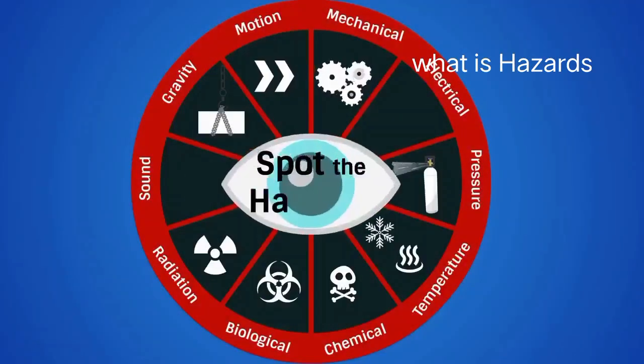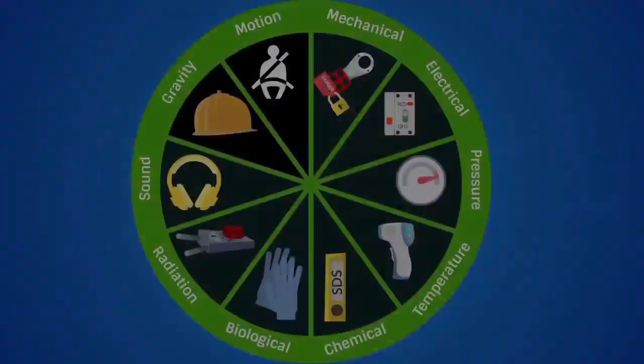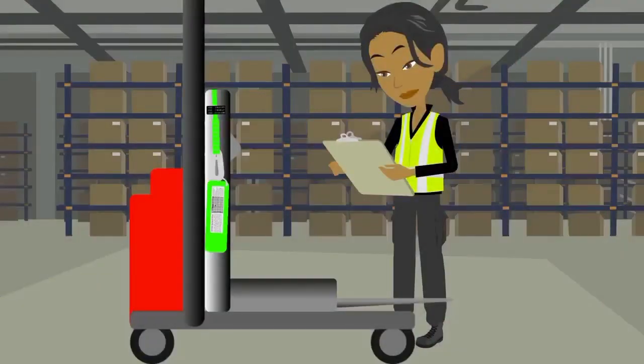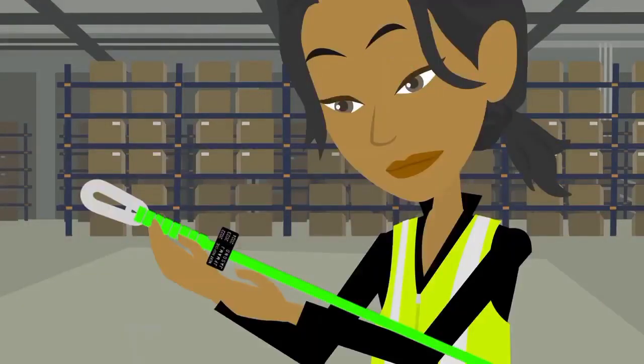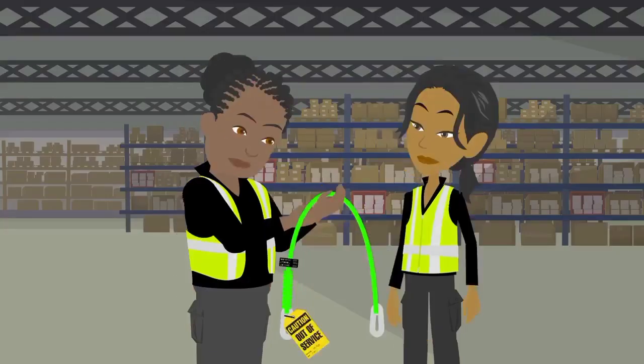Therefore, our first job is to spot the hazards and put in the controls. Once identified, the hazards must be rectified as soon as possible and reported to your supervisor. If the hazard can't be rectified, make it safe and report it to your supervisor. Supervisors must ensure the hazard is removed or reduced. You always have the right to stop work anytime you feel the situation is not safe.